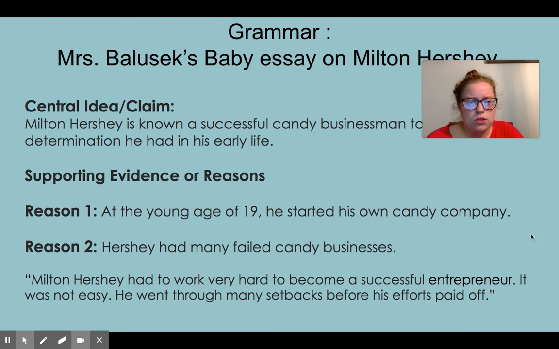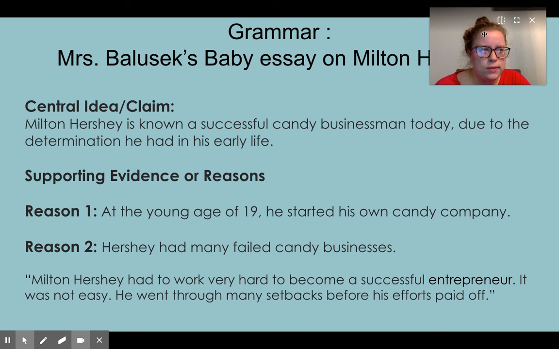Okay. Here's my example of a baby essay. So just like your paper on Jeremy, you said Jeremy is, and you gave me a character trait. You told me he was kind, caring, grateful, all of these things. And then yesterday, we started working on adding details from the story that we read, those shoes. We're doing the same thing with Milton Hershey. I just read you a couple articles about Milton Hershey, and now I'm coming up with an idea about Milton Hershey.